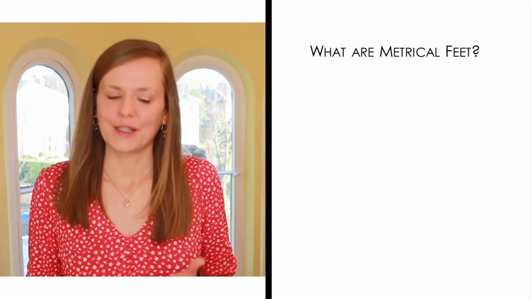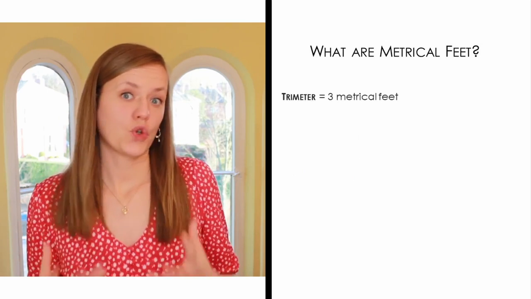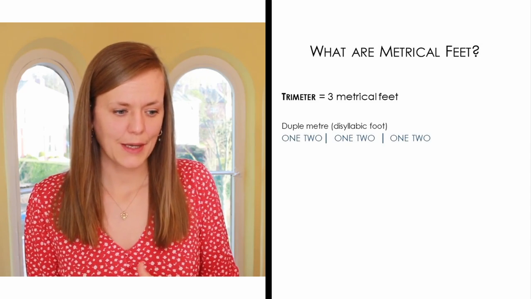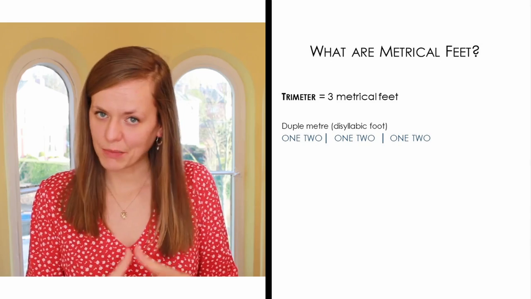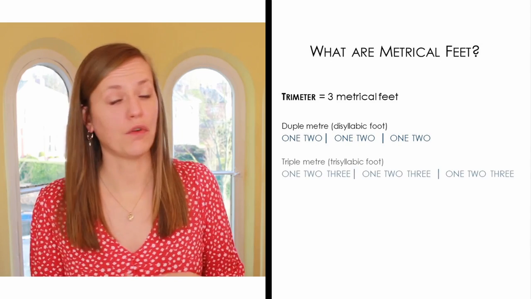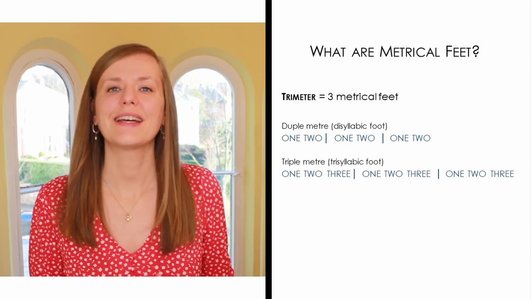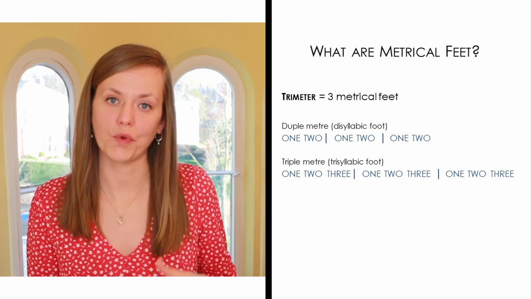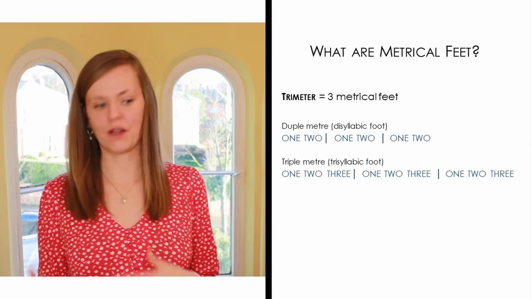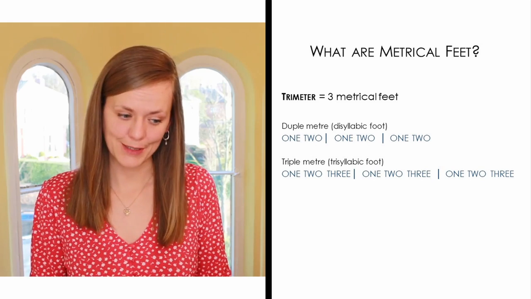So another example, let's take trimeter. In duple meter, trimeter consists of six beats or syllables in the line overall, and in triple meter, that is nine beats or syllables in the overall line, for the same reasons that I was explaining with dimeter.